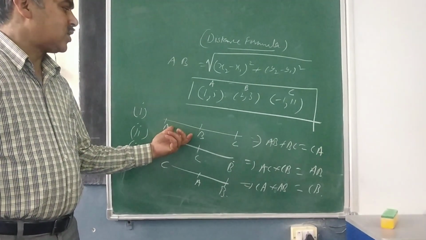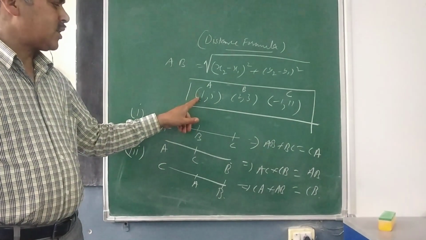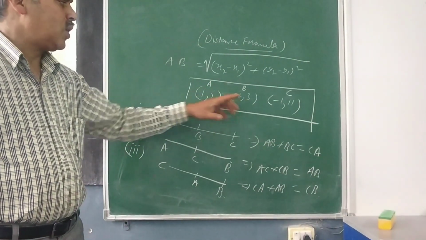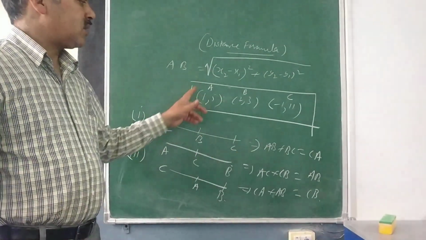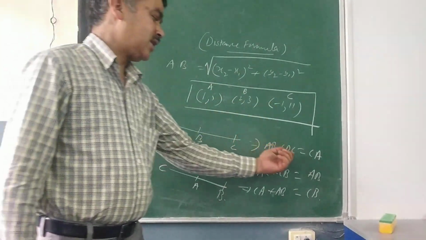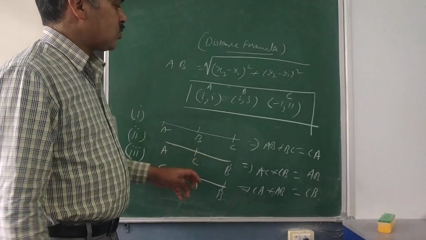First you find the distance between A and B, then between B and C. Then in that case x1, y1, x2, y2. Apply the distance formula and see the distance. And then similarly for B and C, write the distance and check what CA is equal to.